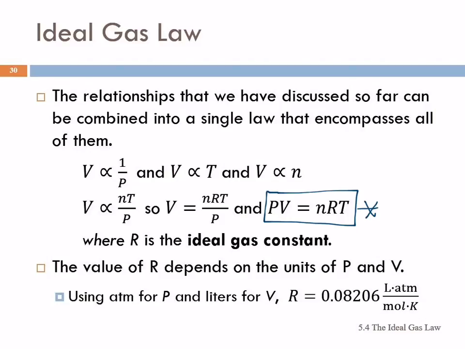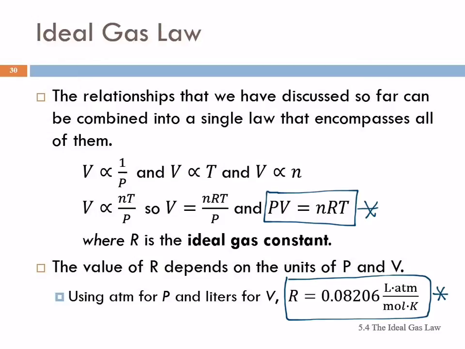Just like the length of my calculator, the number is going to depend on whether I measure that in inches or centimeters. So the one that we're going to use is right here. R is 0.08206 liter atmospheres per mole Kelvin. Those units seem messy, but that's what's needed to take into account the units of the other variables. That's something you should also memorize. 0.08206 liter atmospheres per mole Kelvin.